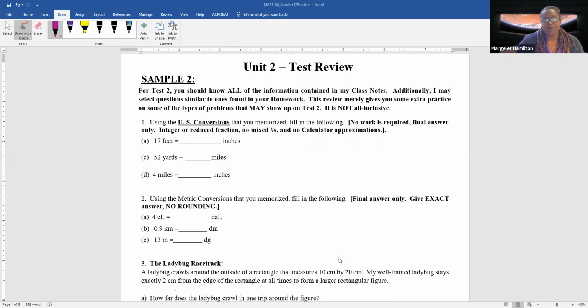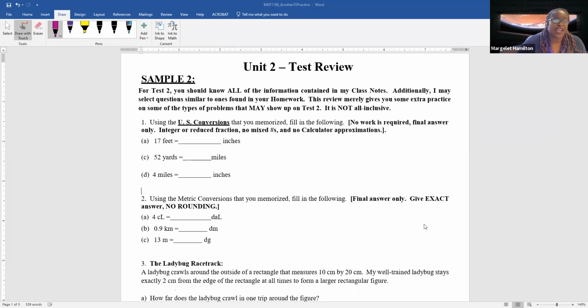So we're going to see some ones, especially the Ladybug racetrack problem. Now, they told you in the notes to do it. I know your teacher told you to do it. Here it is on your sample. It was on sample 1. Here it is on sample 2. That means it is going to be on the test. So make sure you know how to do it. And we're going to do it tonight, okay? To make sure when you see it on the test, problem number 7, I don't know where it's going to pop up, but it's going to be there, okay? Make sure you know how to do it.